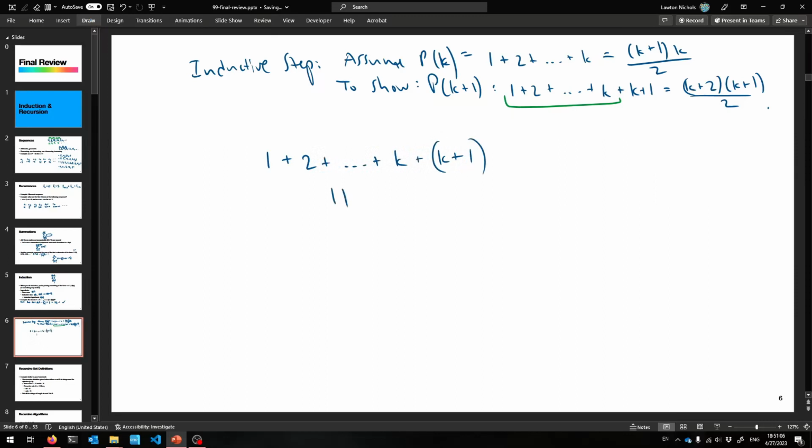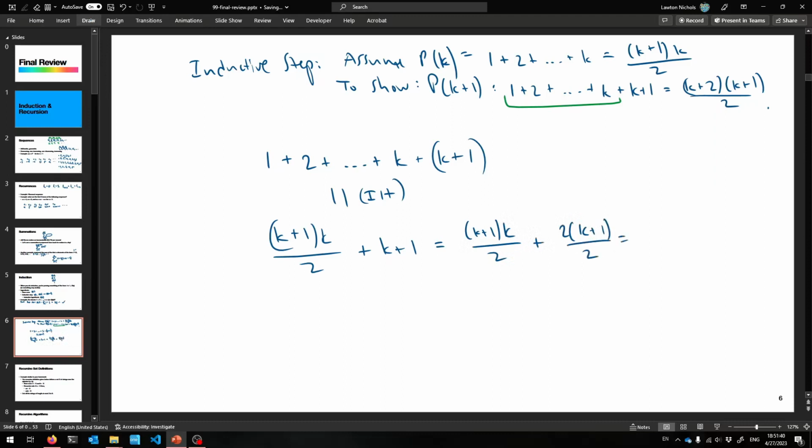That's equal to, rewriting using the inductive hypothesis, well, I know that from 1 to k it's equal to this. I'm assuming that. That's equal to (k+1) times k over 2. And I still have this k+1 that I didn't extract anything from. So that's plus (k+1). And I need to get that looking like this. So let's make some common denominators. This is (k+1) times k over 2 plus 2 times (k+1) over 2.